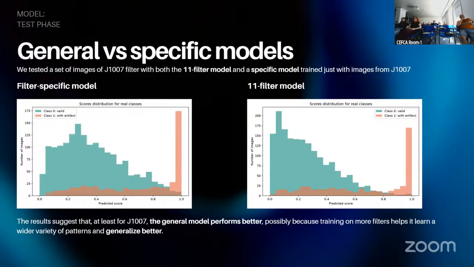And actually we got good news because, as we can see, the more general model separates better between these two groups; the discrimination is better. So it was just a small experiment, but this could suggest that as a more general model sees a wider variety of patterns, it can generalize better. But this is a small experiment.